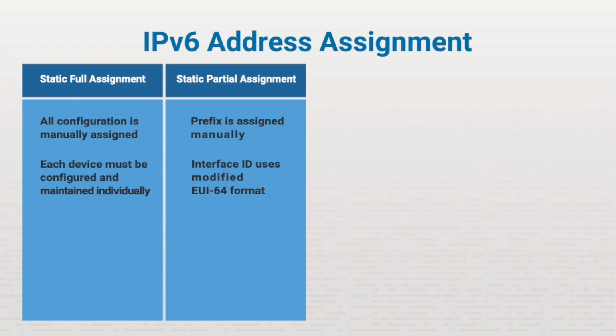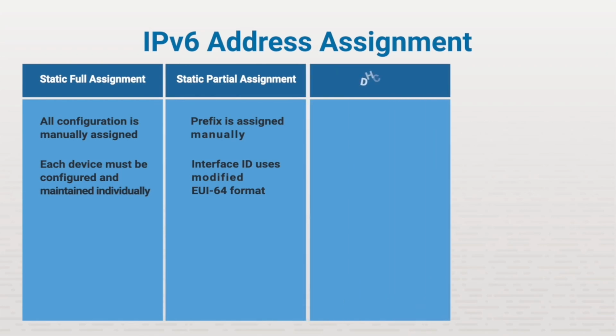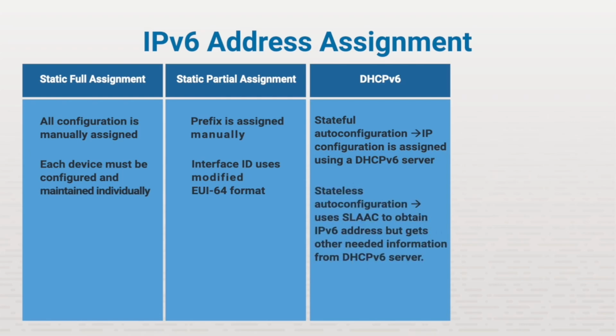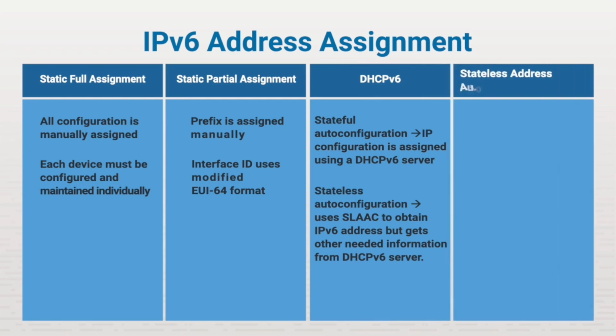Aside from static assignments, you can use an upgraded version of DHCP called DHCP-V6 to automatically configure the IP information. DHCP-V6 has two methods. The first is stateful autoconfiguration. This is when the entire IPv6 address is assigned using DHCP, just like you would use DHCP in an IPv4 network. You can also make use of stateless address autoconfiguration, or SLAAC, to get your IP information. Let's look at this process.